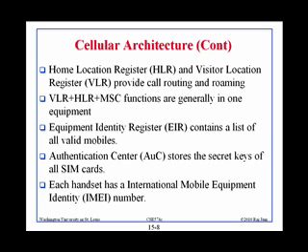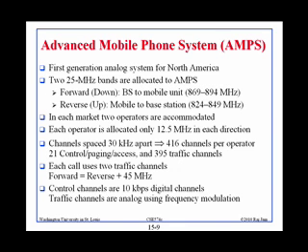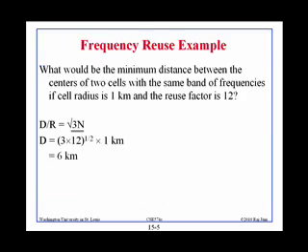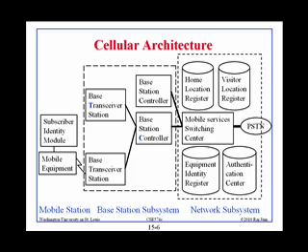More about the HLR and visitor location register. They contain routing and roaming. Equipment identity register, we talked about that, and we talked about IMEI. So we have talked about all these in this slide, also all the numbers. So this system of MSC, BSC, BTS, etc., is common among all the different kinds of systems.